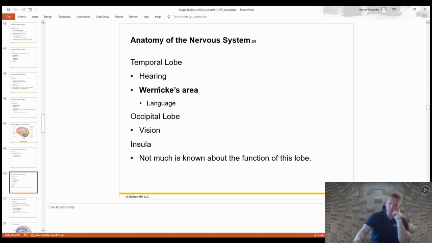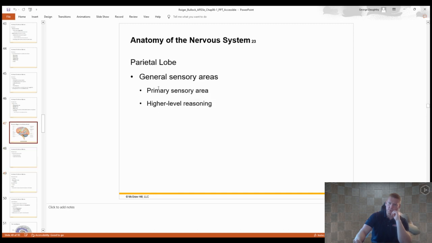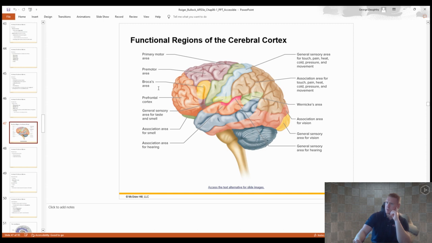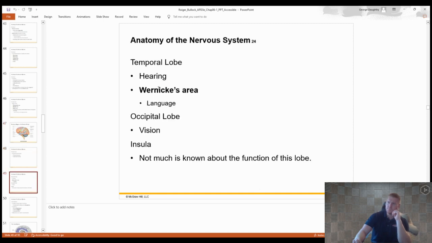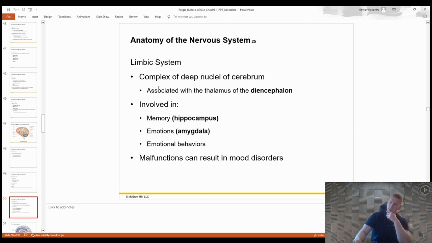Occipital lobe is vision, and for the insula, not much is known about the function of this portion of the lobe. I haven't read much into the insula. But if they're saying it's relatively unknown, then of course don't worry about it. All right, so let's continue to work our way down.